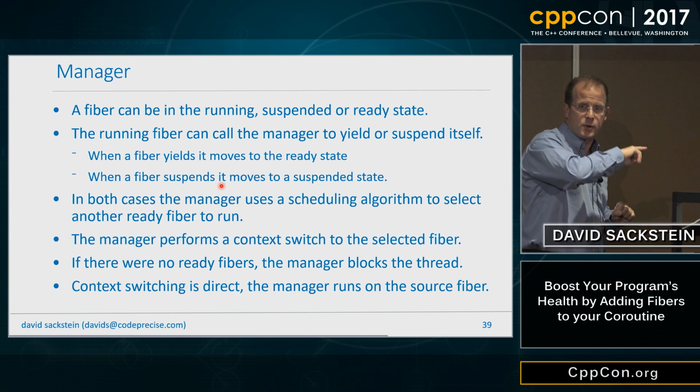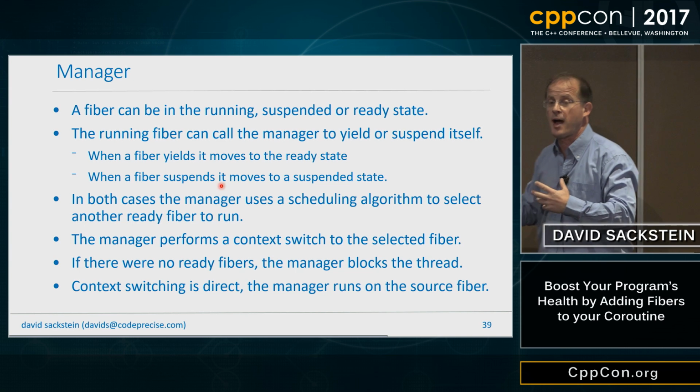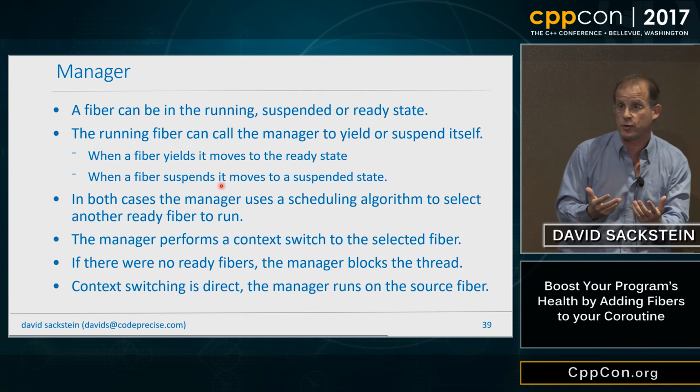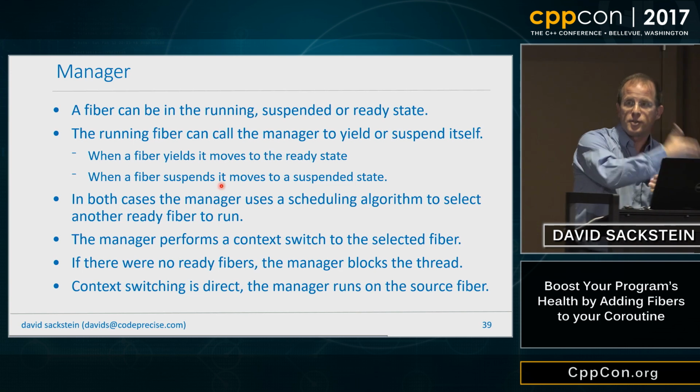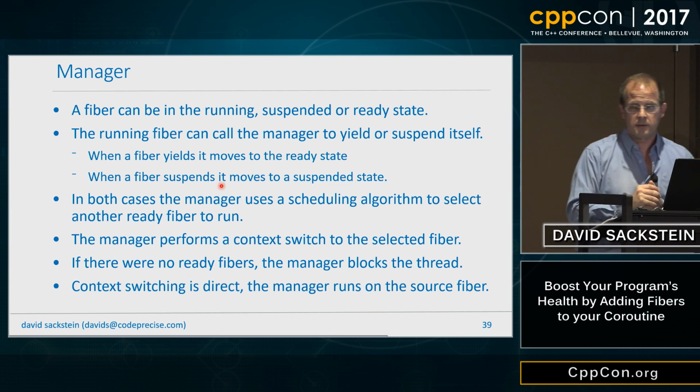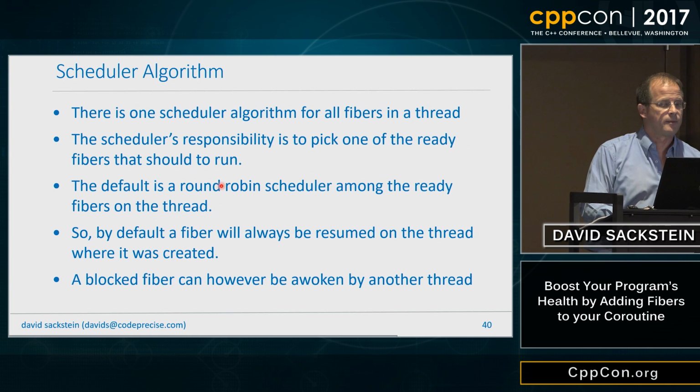There aren't two context switches here. There is only one context switch. The original fiber calls the fiber manager. The fiber manager consults with the scheduler, which decides which fiber to run, and then it makes the function to context switch to that fiber. The context switching is direct.